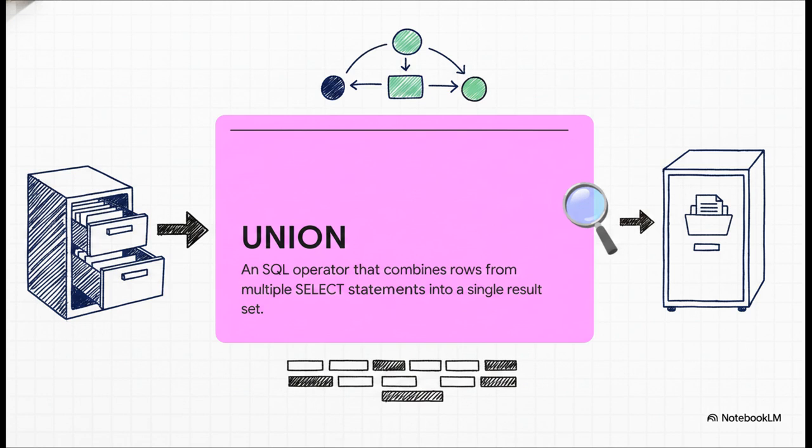Here's the formal definition. Union is an SQL operator that combines rows from two or more select statements into a single unified result set. But let's just step away from the technical jargon for a second. Think of union simply as taking the contents of one filing cabinet drawer, walking over to another filing cabinet, and neatly stacking those files right on top of the others into a single master folder. You are literally just appending rows of data from one query right onto the bottom of another query. It's stacking, pure and simple.